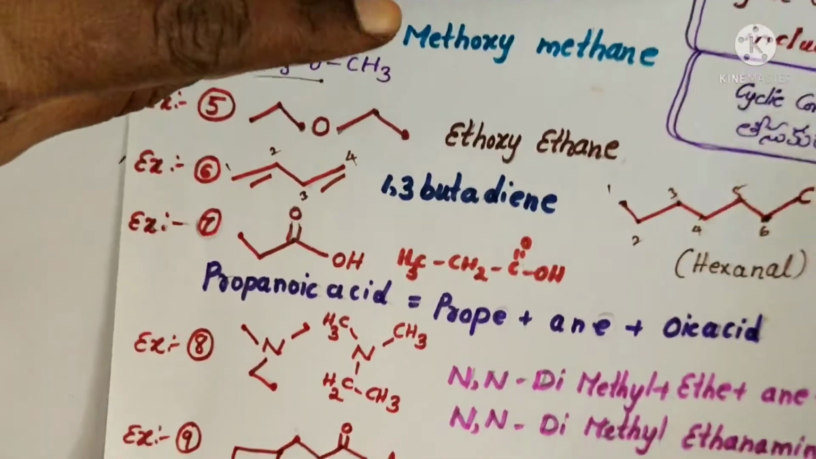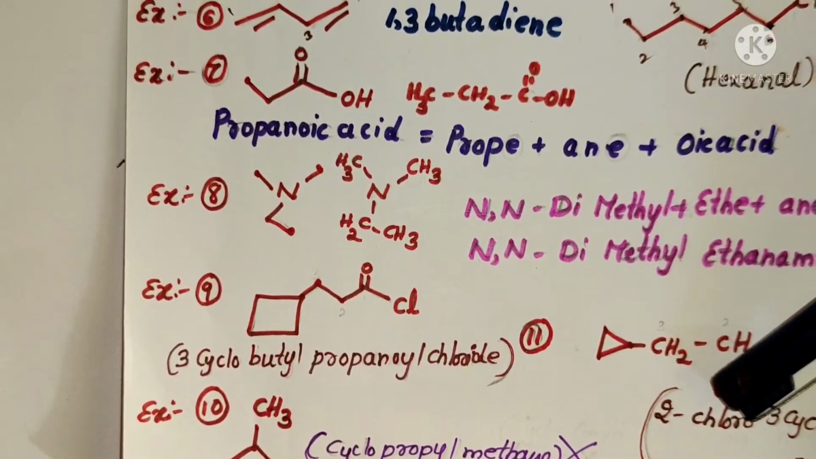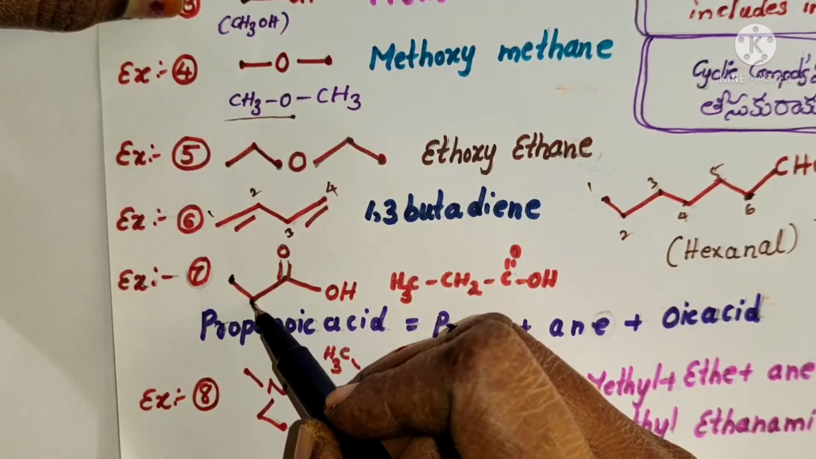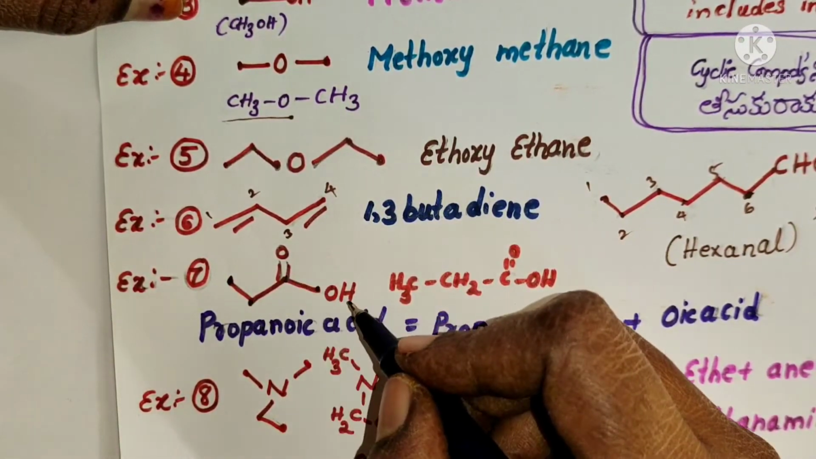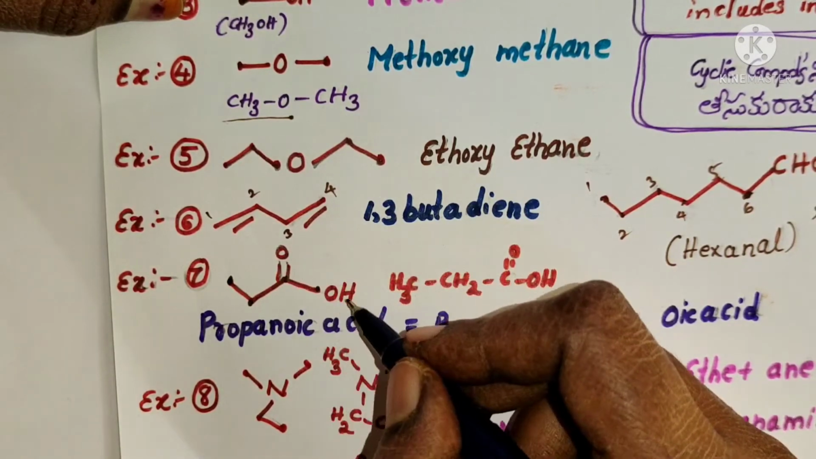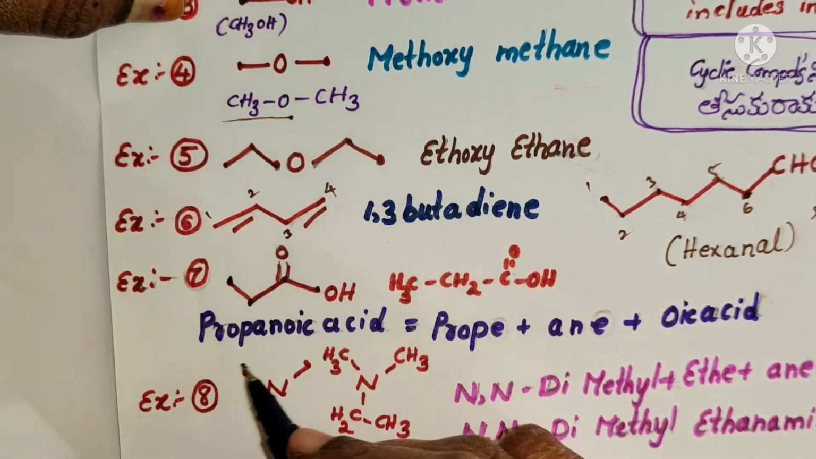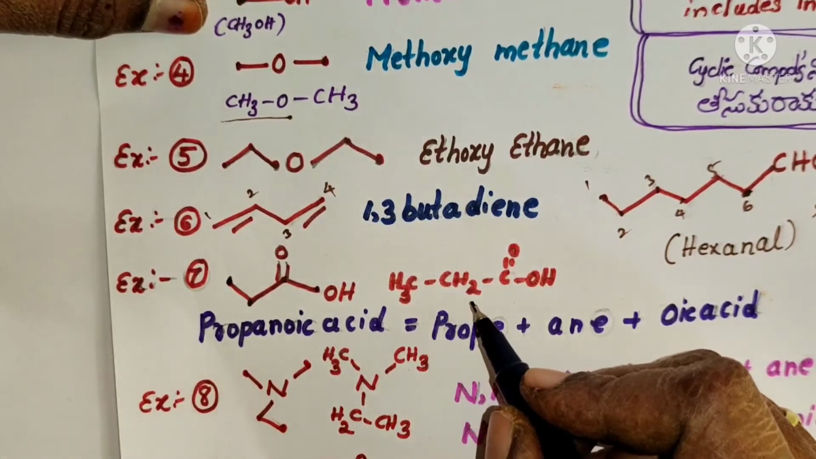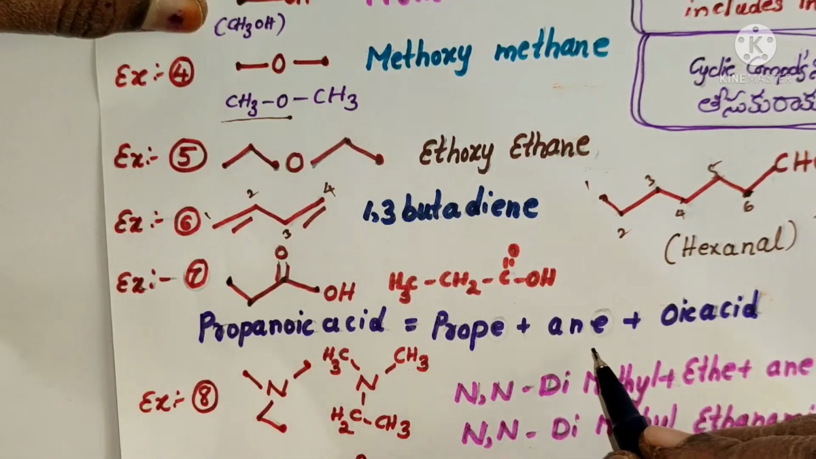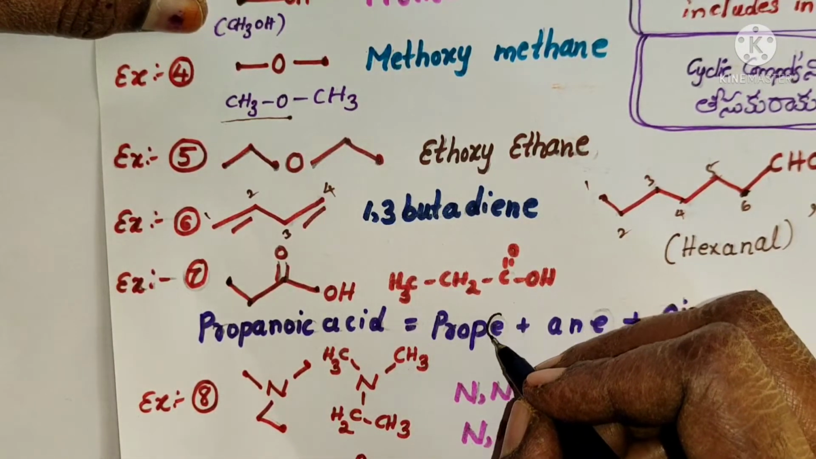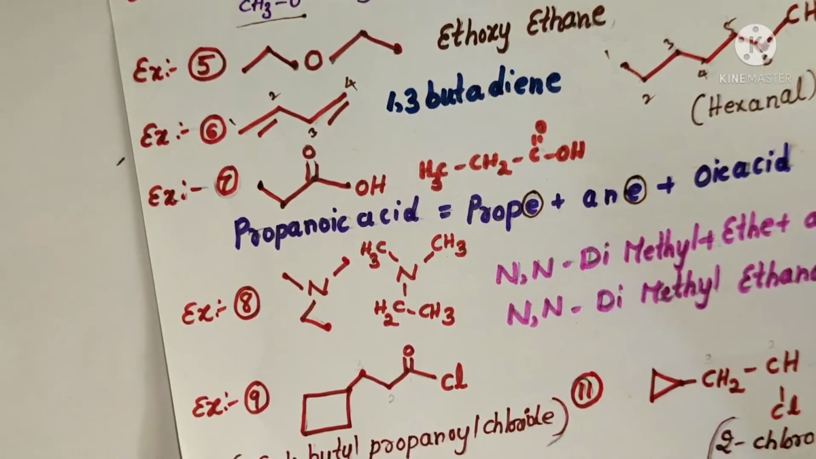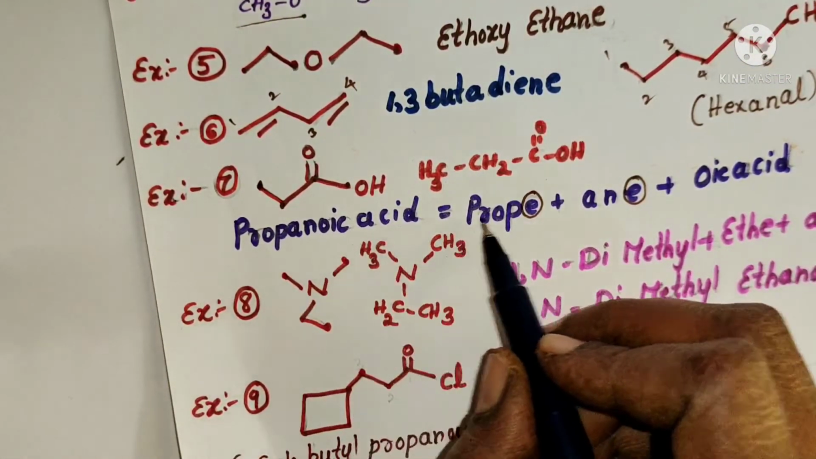Okay, next, 7th example. Here 1st carbon, 2nd carbon, 3rd carbon, 1, 2, 3. So 3 carbons. A C double bond OH group is there, nothing but oic acid, propanoic acid. Like this, CH3 single bond CH2 bond C double bond OH. Prop plus an plus oic acid. So simply you may eliminate the e, and directly write propanoic acid.